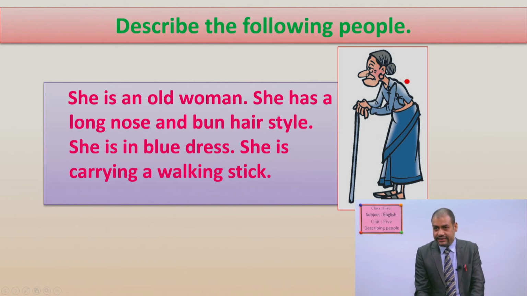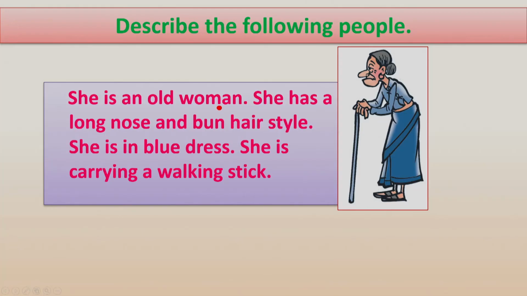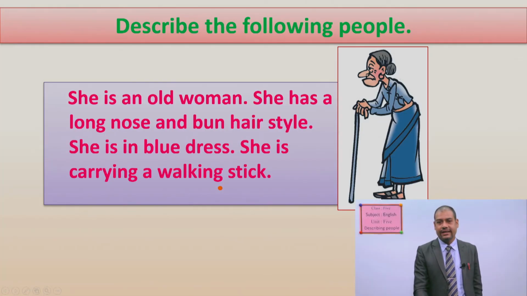And look at her hairstyle. What word did I teach you previously to describe this type of hairstyle? Yes, that is bun hairstyle, okay? And she is in blue dress. Dear students, if we describe people's face, parts of the face, body, then you can describe a person's dress also, a person's age also. Look, I have written here old woman, okay? And a person's dress. Now you can read it like, she is in blue dress. Look at her sari, her blouse is in blue color. Okay, she is carrying a walking stick. All right, she is carrying a walking stick.